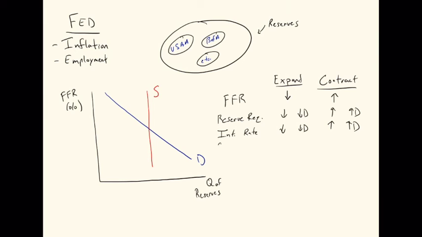Finally, the Fed can use open market operations to increase or decrease the overall level of reserves in the federal funds market. Under expansionary monetary policy, the Fed would buy bonds from banks, thereby increasing the supply of reserves. And under contractionary monetary policy, the Federal Reserve would sell bonds to banks, thereby decreasing the overall level of reserves in the federal funds market.